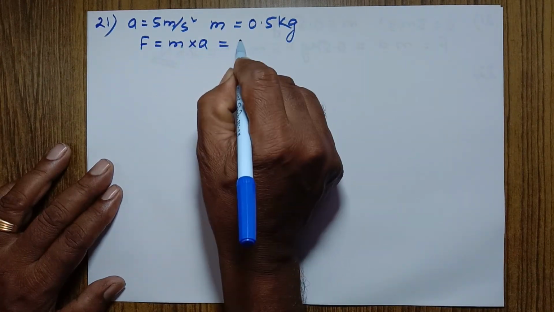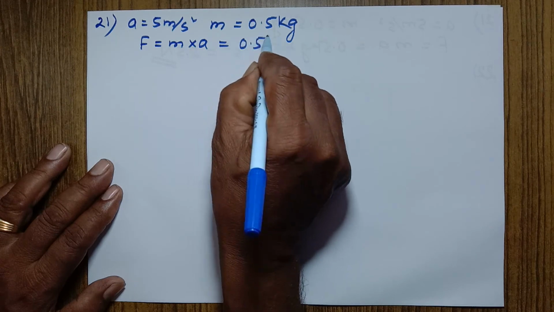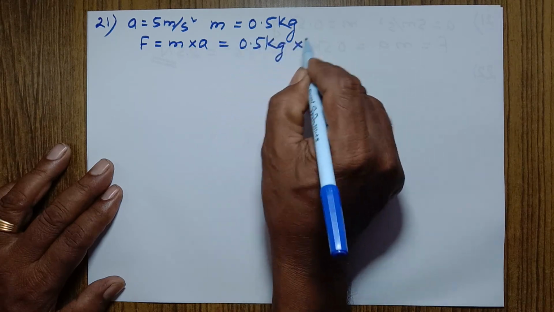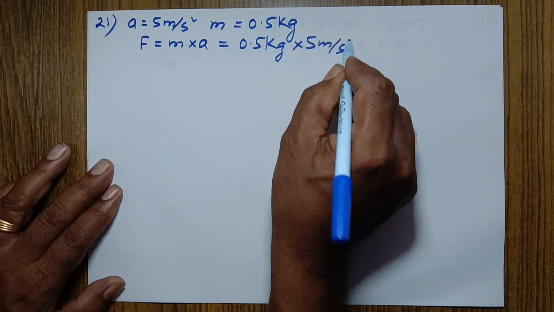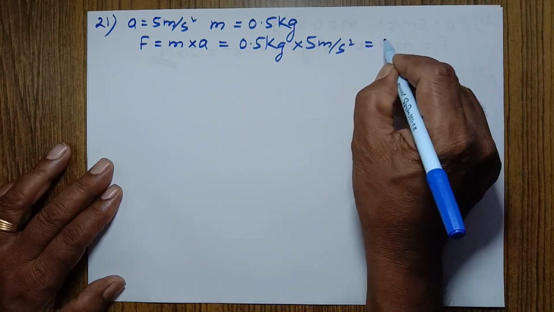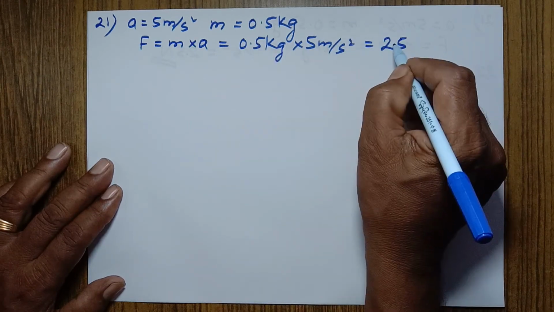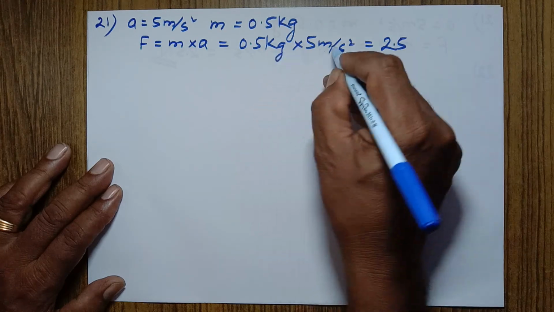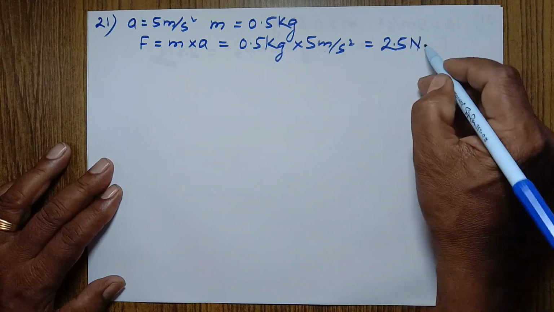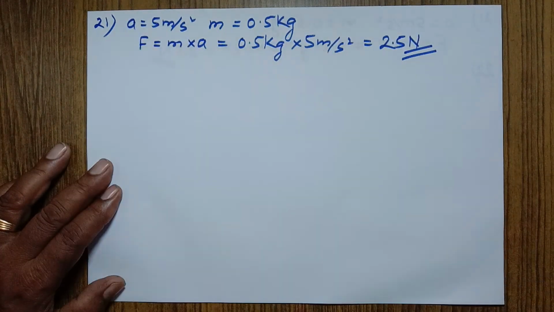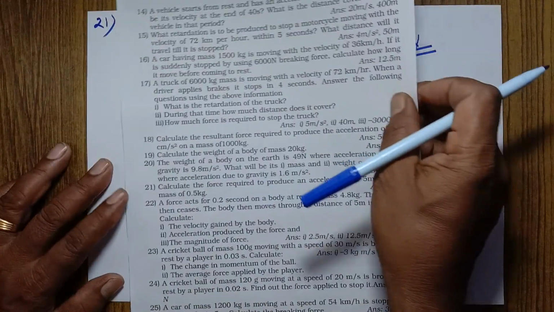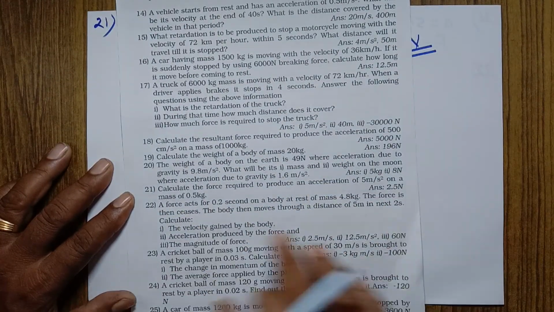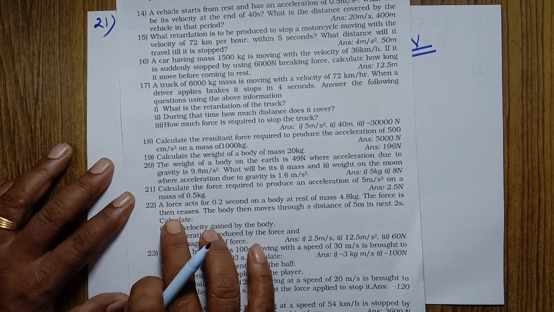we can calculate. Mass is 0.5 kilogram, acceleration 5 meter per second square, 5 5s are 25. Now the point comes in between, 2.5, and kg meter per second square is Newton. This way we can solve numerical problem 21 very easily. It was very easy. Now number 22, let's talk about this.